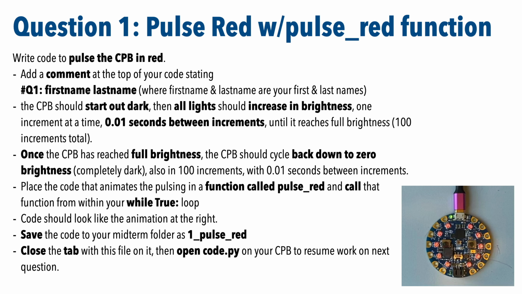So the first question challenged students to pulse the CPB in red, so start out in dark, and then all the lights should increase in brightness 1 increment at a time until 100% brightness is achieved. They should move forward at 1/100th of a second, pausing between increments. Then they should move back down to 0 brightness, also in 100 increments with 0.01 seconds between them. Now the code to do this should be written in a function called red_pulse, and that should be called from the while true loop, and when done it should look like this. And here's how to solve the problem.